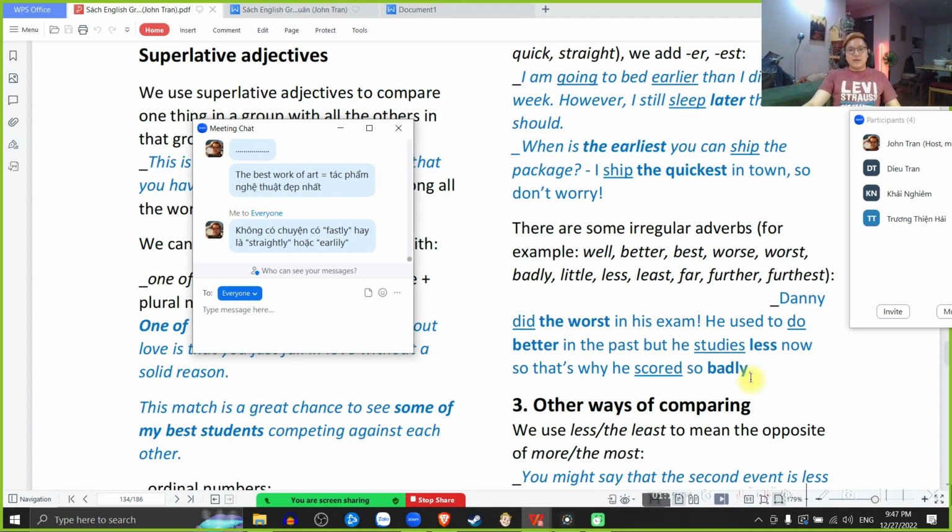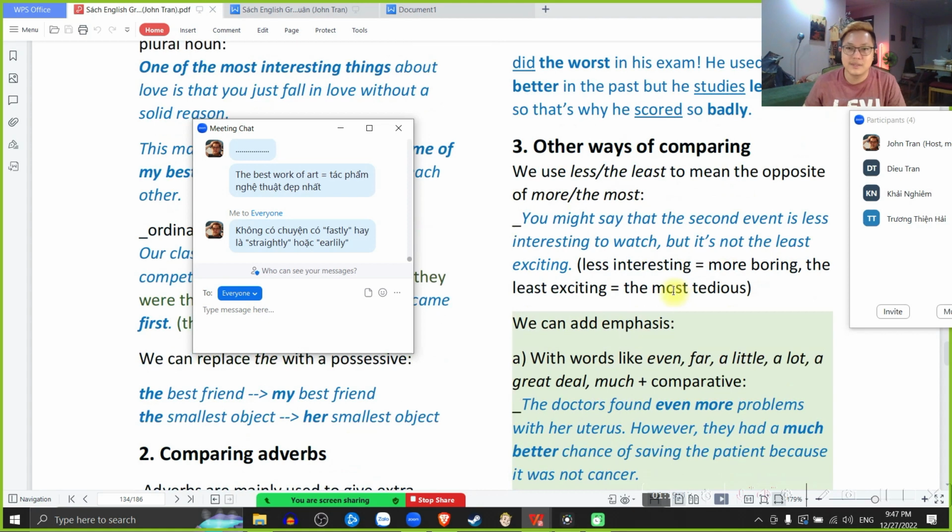Đó là những cái irregular adverbs, đó, một số cái trạng từ bất quy tắc đó. You just have to practice, you know, cứ phải luyện tập thôi. Ví dụ bất quy tắc thì cứ phải luyện tập. Just have to practice.